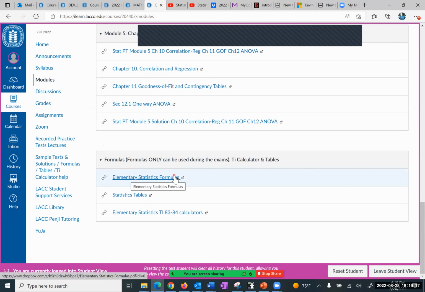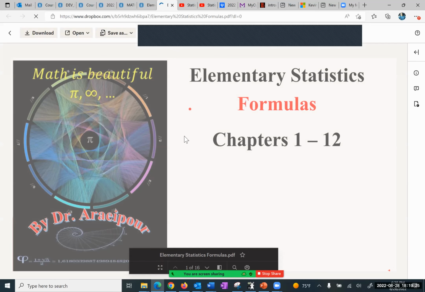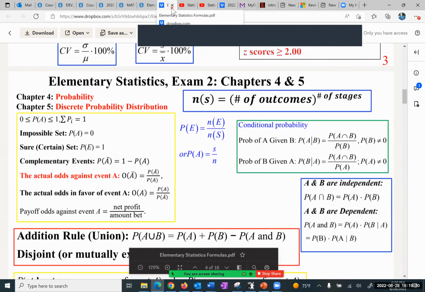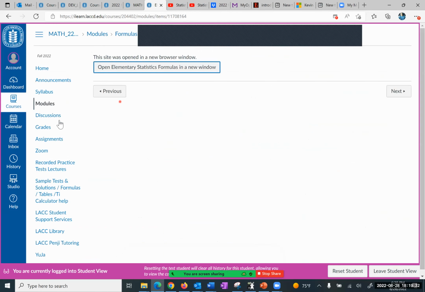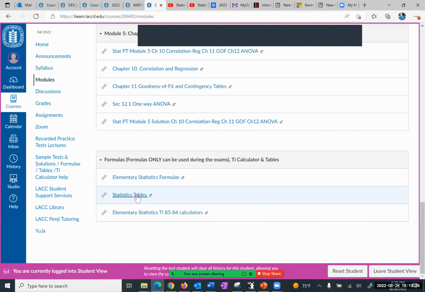You can find formulas. All the formulas that you need are here. You can find tables, statistics tables, and you can find TI calculator information.